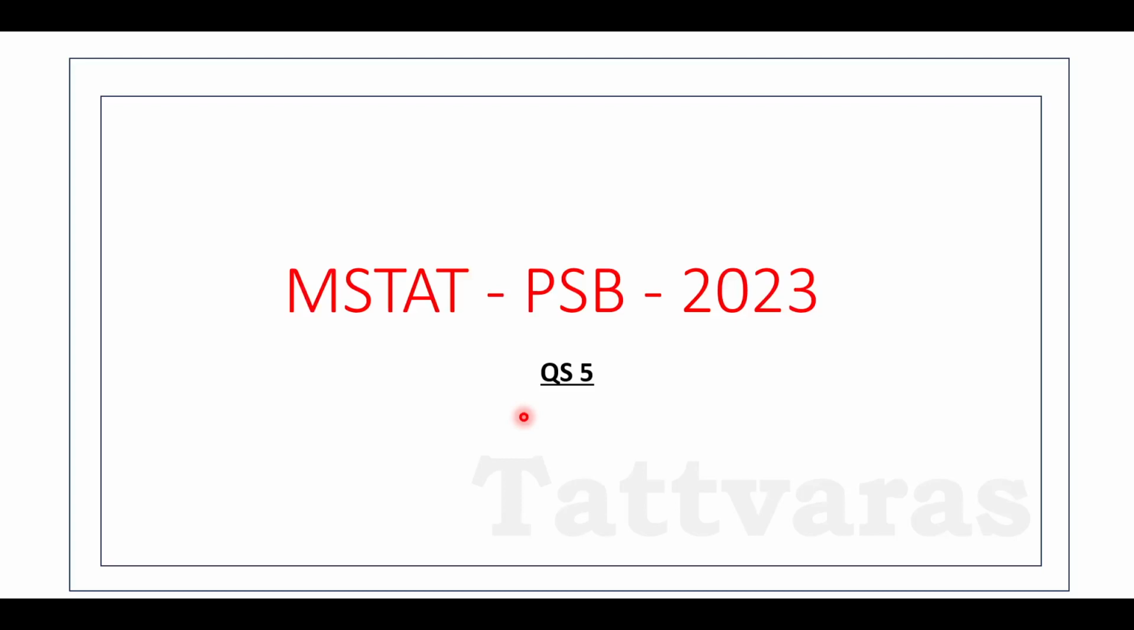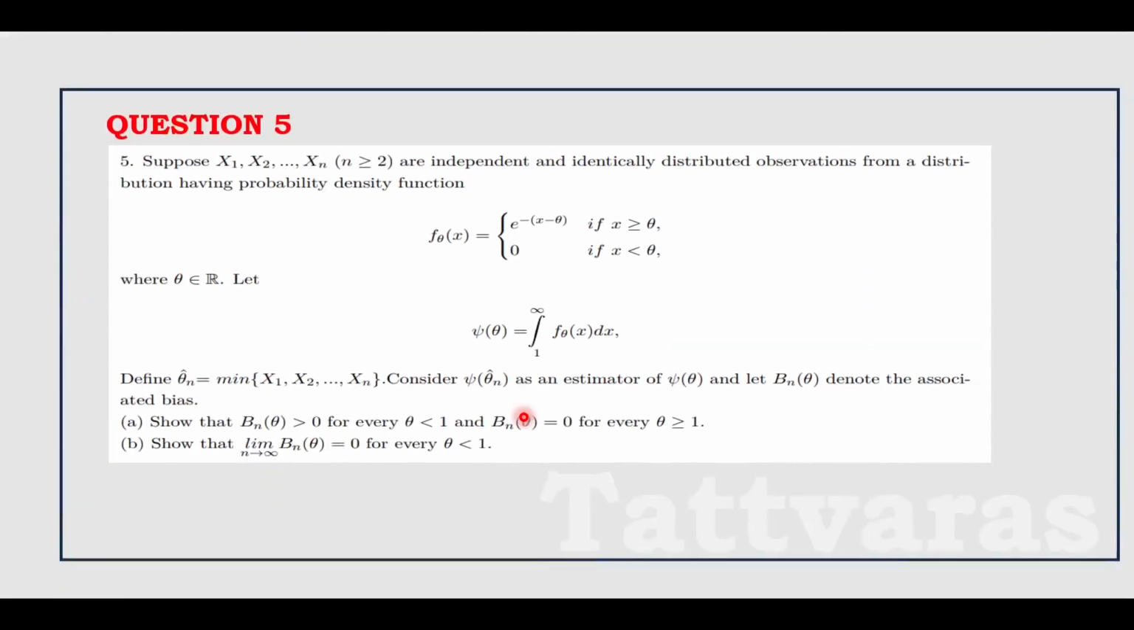So today we are going to discuss question number 5 from PSB 2023, where the question says that we have a sample of size n from this particular distribution, which is nothing but a shifted exponential with parameter theta. We have this particular functional form psi theta, and we have theta n hat, which is nothing but the minimum of our sample. And we have the bias to estimate psi theta with respect to psi theta n hat. And these are the two statements that we need to prove or justify.